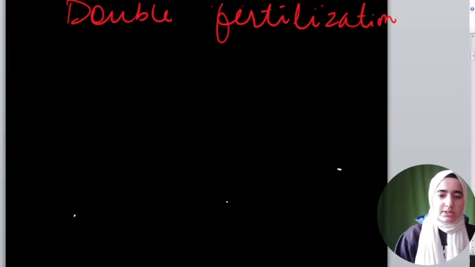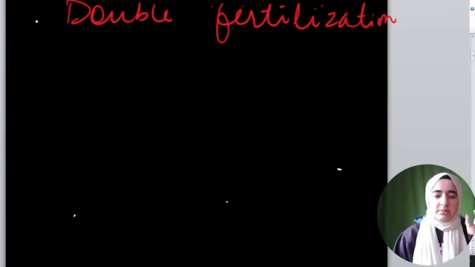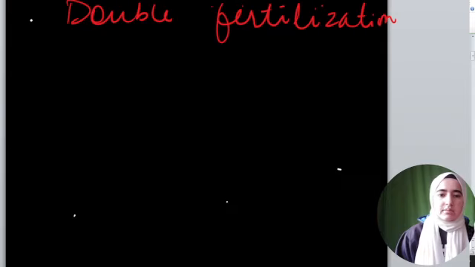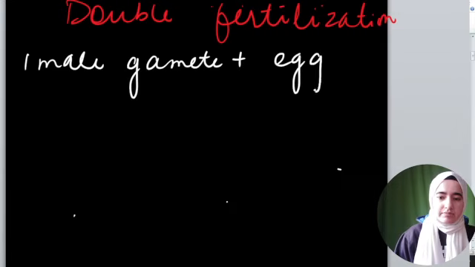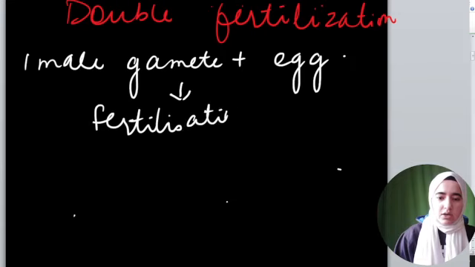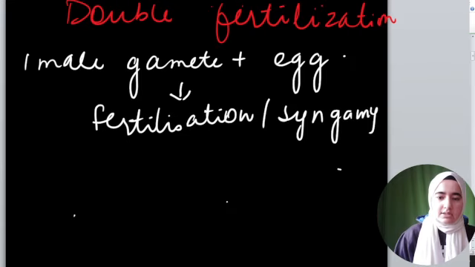Double fertilization simply means, when one male gamete comes in contact with the egg cell, and this is known as fertilization, or syngamy. And this results in zygote formation, right?